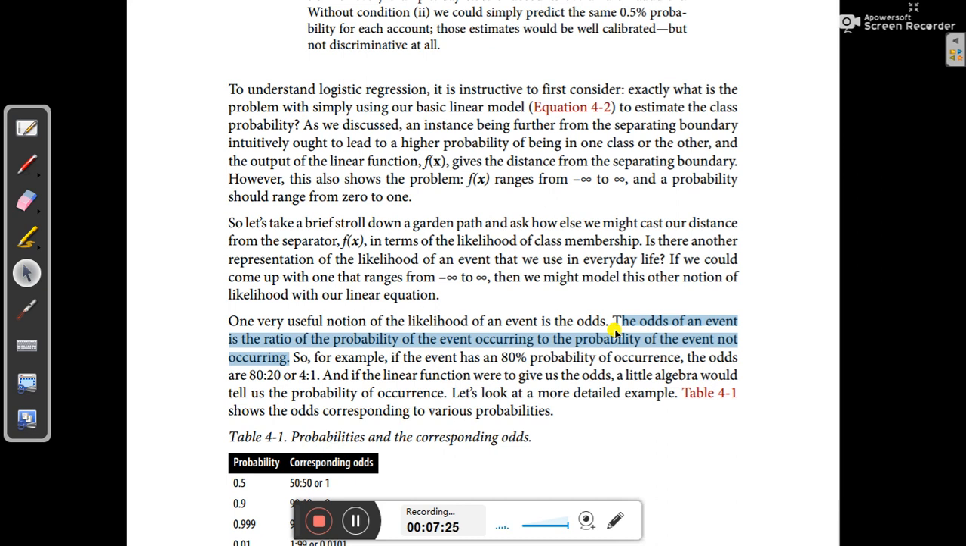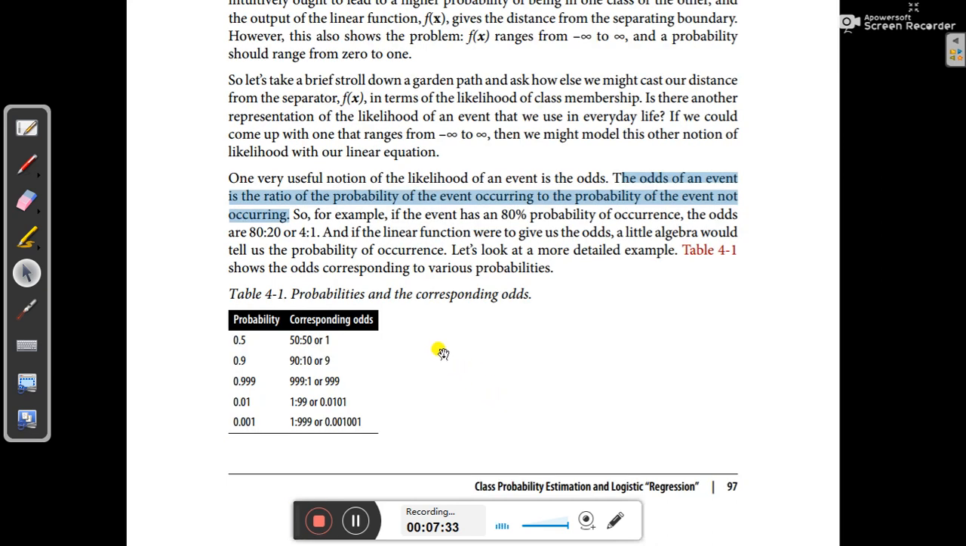If the linear function were to give us the odds, a little algebra would tell us the probability of occurrence. Here you can see in this table the probability and the corresponding odds. Suppose the probability is 0.5, then the odds are 50/50, or 1. If the probability is 0.9, then the corresponding odds are 90/10, or 9. Probability of 0.99 gives 99/1, or 99. And 0.01 gives 1/99, or about 0.0101.